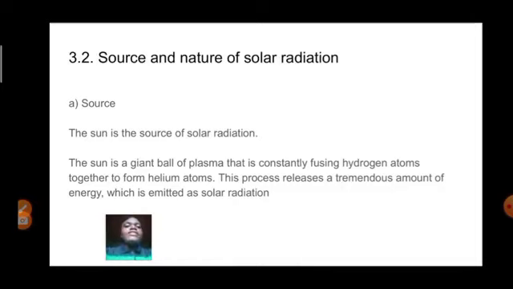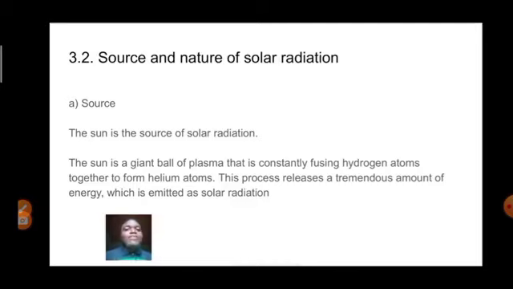Now, let's look at the source and nature of solar radiation. Source. Where does solar energy come from? Where does solar radiation come from? Of course, the sun is the only source of solar radiation. That is where solar radiation comes from. And radiate means this energy travels from the sun. It is sent out from the sun.